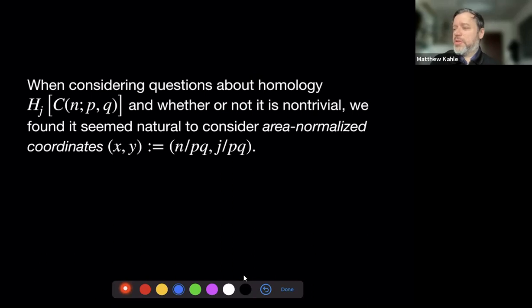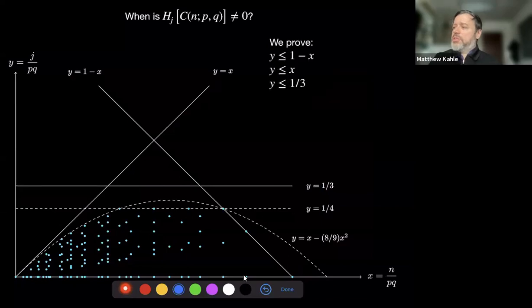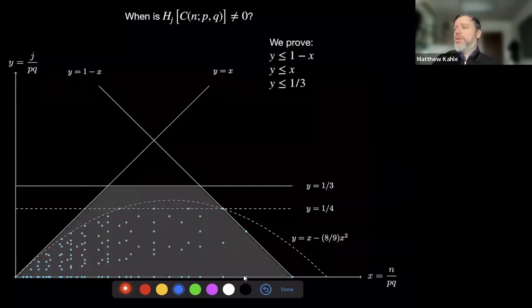And then we'll do j, but rescale it the same way for the y coordinate. So we have n over pq for the x coordinate and j over pq for the y coordinate. And now we'll ask, when can homology be trivial or non-trivial in the xy plane? So that's maybe a slightly simpler question than in the n, p, q, j space. So this is the question that we're interested in: when is homology non-trivial? We have 2 flavors of results in this paper. One is when homology can be trivial and when can it be non-trivial. So we showed that if homology is non-trivial, it has to be inside this trapezoid. All the non-trivial homology is inside that trapezoid.